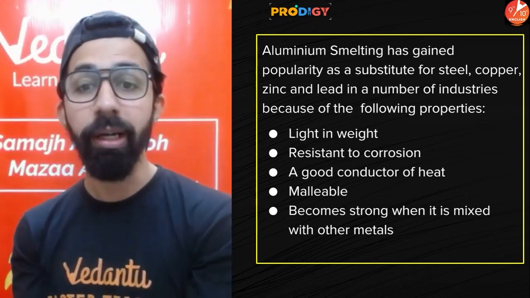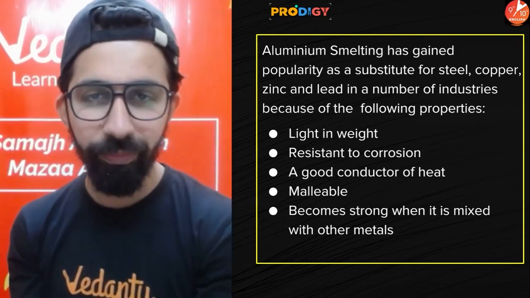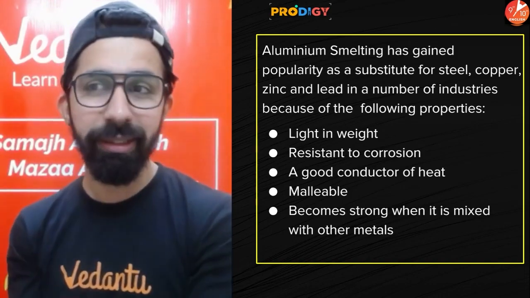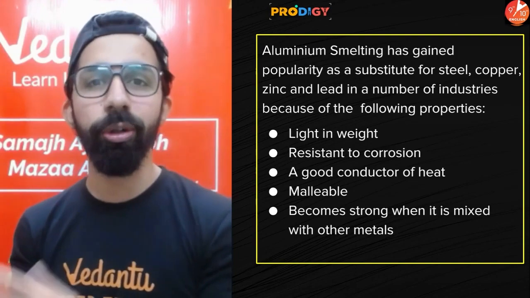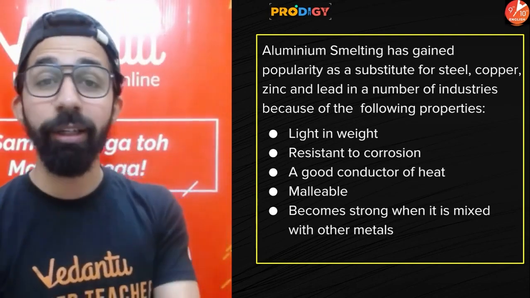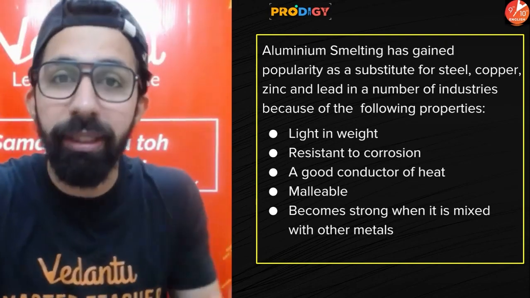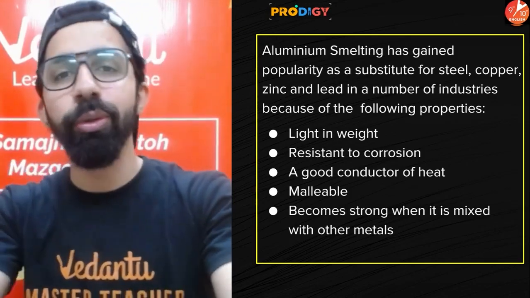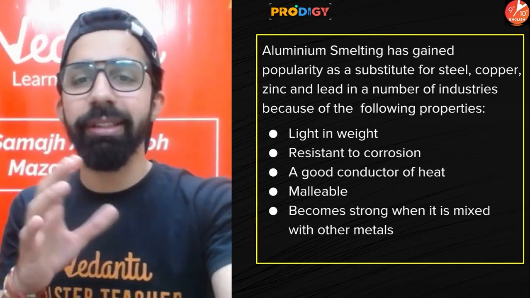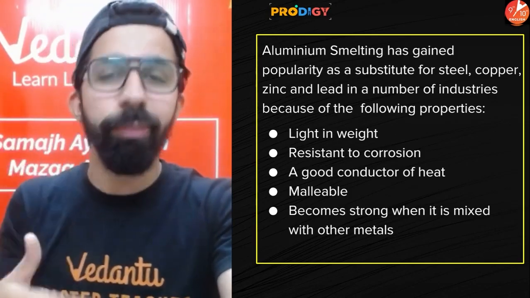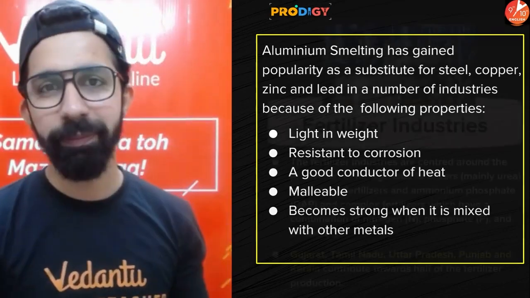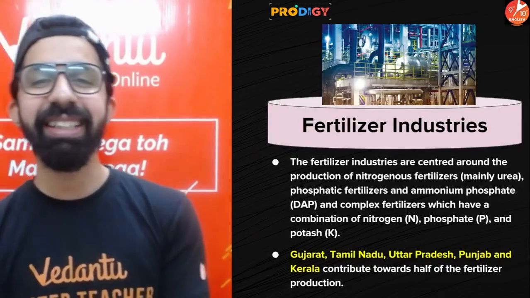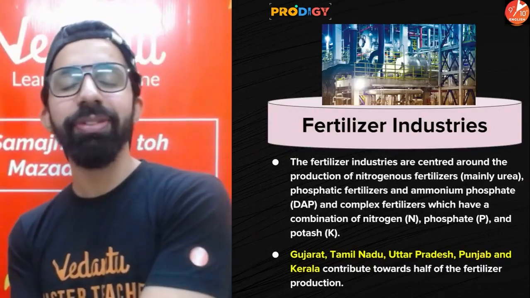Corrosion does not happen. Third, it is a good conductor of heat. Fourth, it is malleable, meaning it can be pressed and converted into thin sheets without breaking or cracking. And it also becomes strong when it is mixed with other metals. So due to all these advantages, it has gained popularity as a substitute for other things like steel and copper. All right, coming to the next one guys, fertilizers industry.